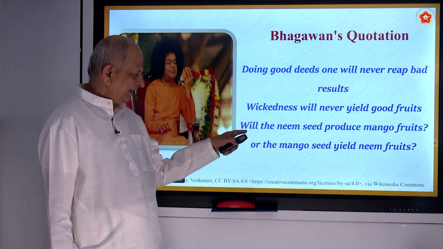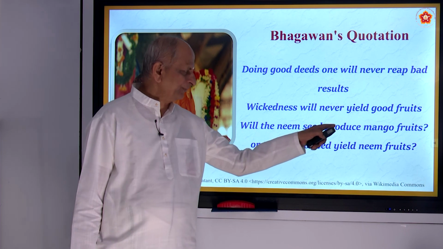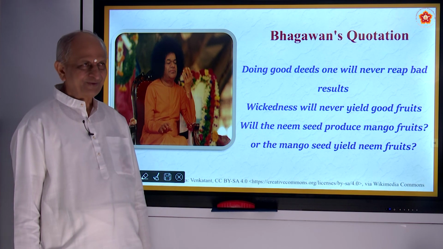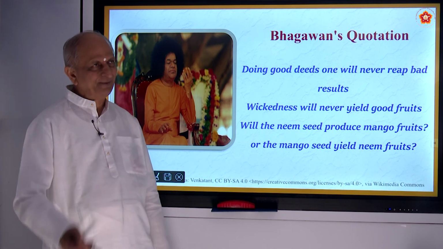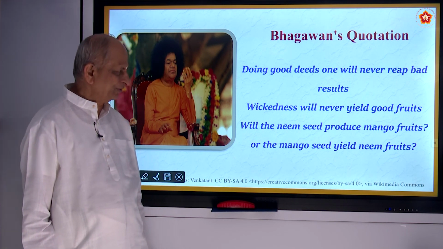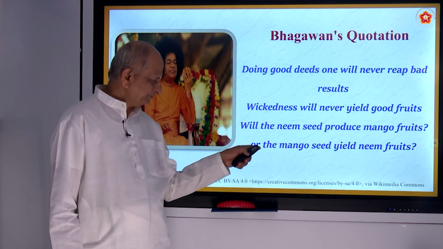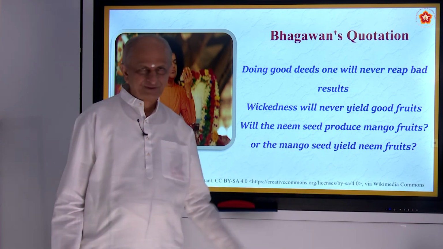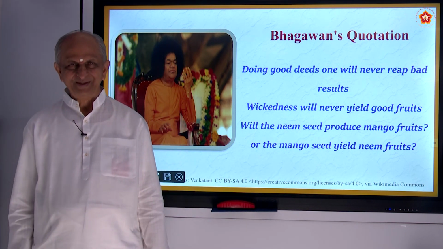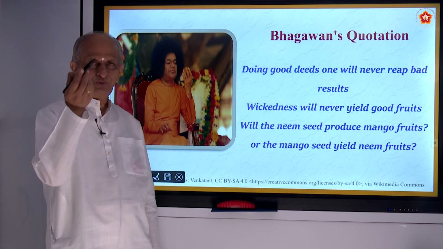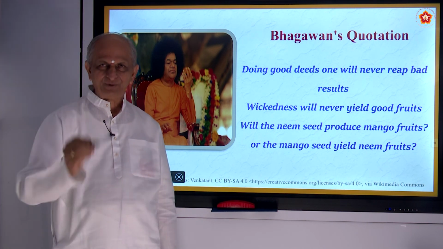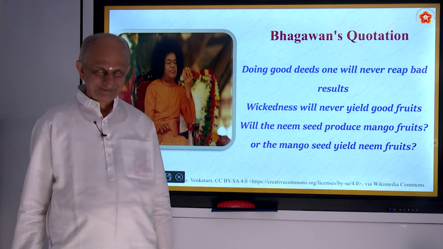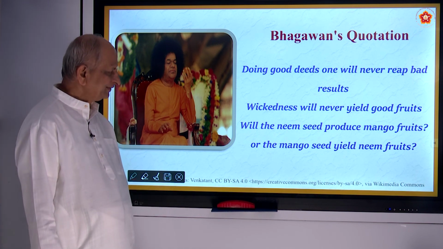He also told, will the neem seed produce mango fruits? Neem seeds are like bad deeds. If you put a neem seed today, only a neem tree will come, but not a mango tree, and you won't get mango fruits. At the same time, if you put a mango seed here, you will not get neem fruits, you get only mango fruits. Means good actions, good fruit, bad actions, bad fruit. That is why Baba says, see good, do good, be good. This is the way to God, correct?